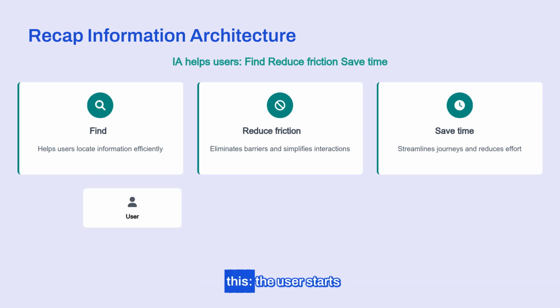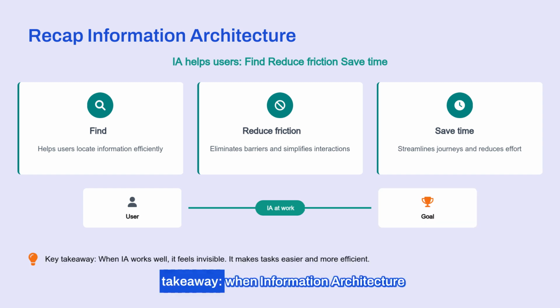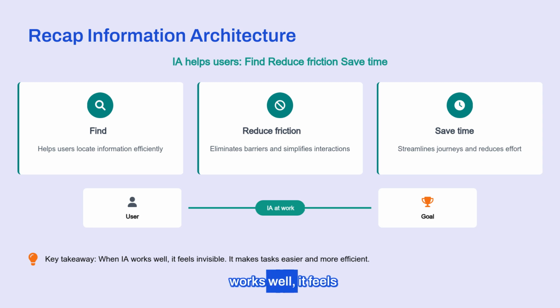Think of it like this. The user starts with a goal. Information architecture works in the background, guiding the path until the goal is reached. And here's the key takeaway. When information architecture works well, it feels invisible. It makes tasks easier, smoother, and much more efficient.